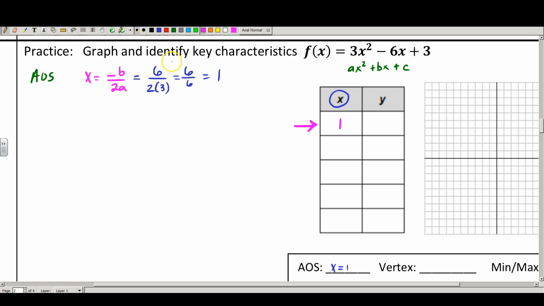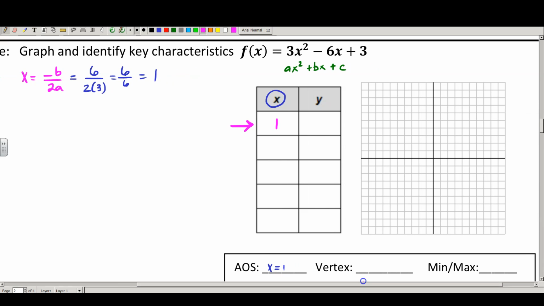Also on our graph, we might as well make a little dotted line, which is really just a guideline to say, hey, look, this is not the graph, but this is going to be the center of our graph. And our graph will have this line symmetry or be mirrored about that x equals 1 line.